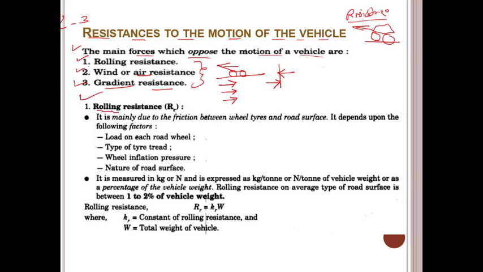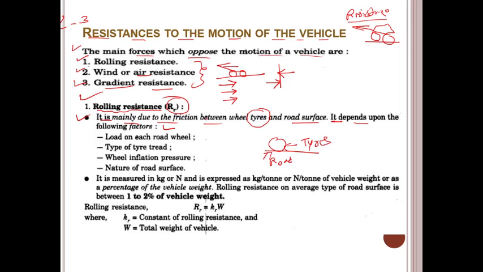So first of all, we discuss what is rolling resistance. What is the symbol? The symbol is R, suffix R. It is mainly due to the friction between the wheels, tires and the road surface. This is called rolling friction, and it depends upon the following factors. Means we can understand this is the road, and this is the vehicle tires.